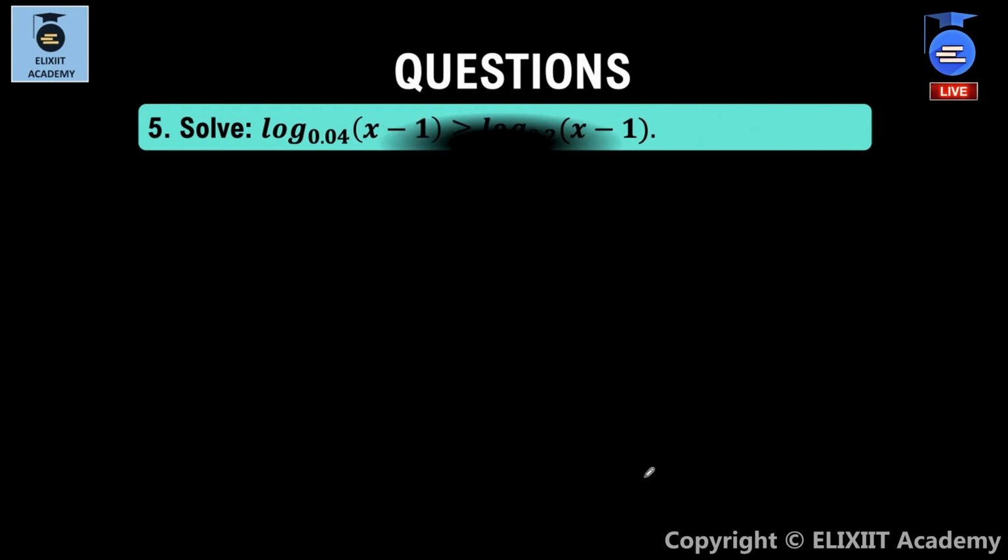Chalo, next. I think that's the last question. Fifth one. Try out. Solve log of x minus 1 to the base 0.04 is greater than or equal to log of 0.02 base x minus 1. So many things are given. Try to solve this. Now don't cancel out from both sides. Obviously, you can see that the bases are not the same. Although decreasing, whatever it is, don't cancel out.